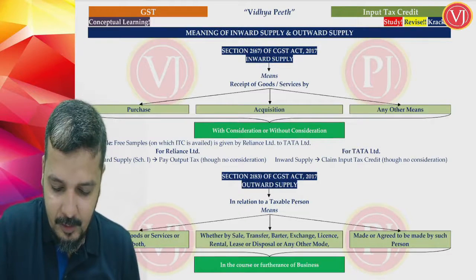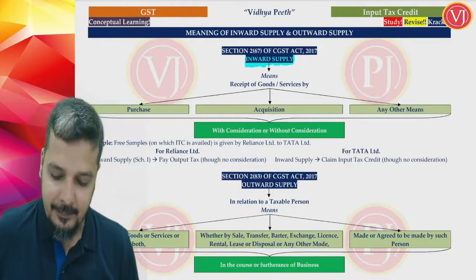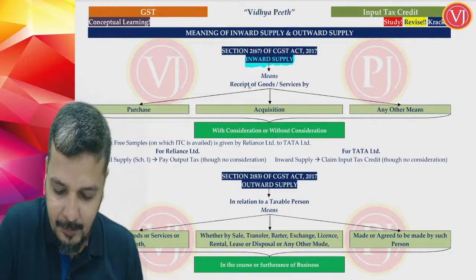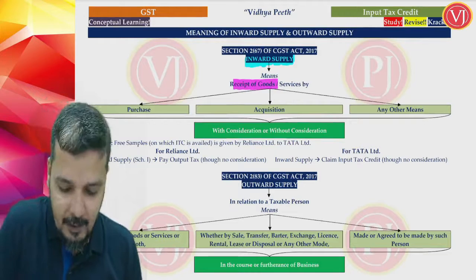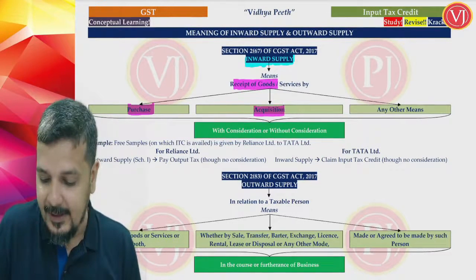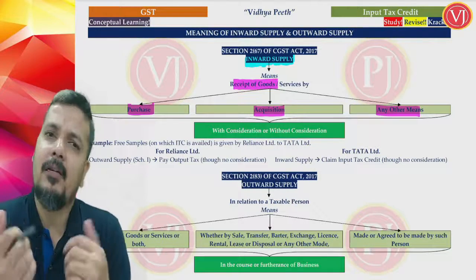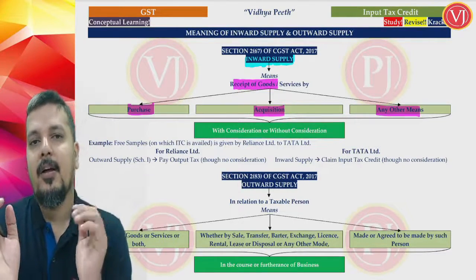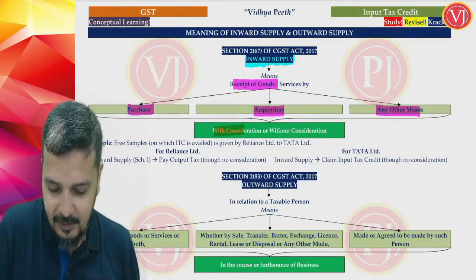So section 2 clause 67 defines what is inward supply. Inward supply means your receipt of goods or services. You are receiving the goods or services, whether by way of purchase or by way of acquisition or any other means. You are getting the goods, whether you are purchasing it or acquiring it, or it can be taken free of cost, right? But another important aspect is it may be with consideration or without consideration.